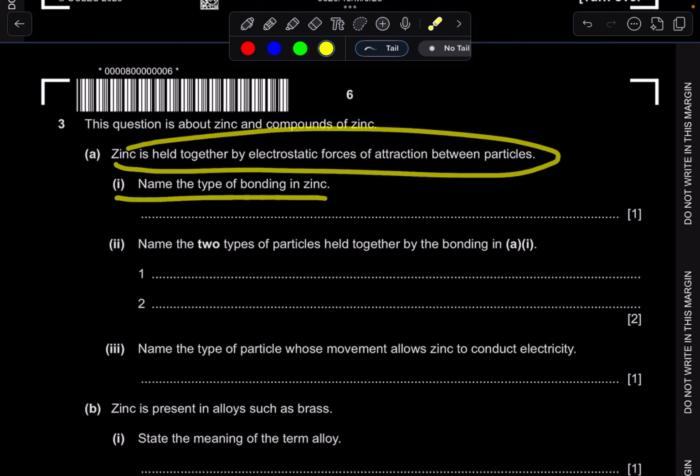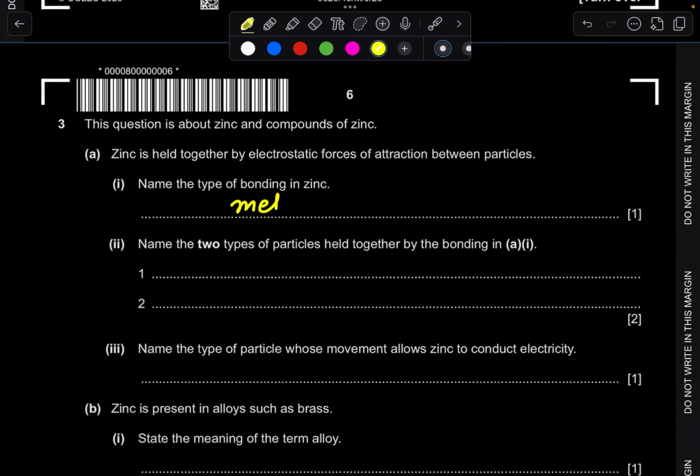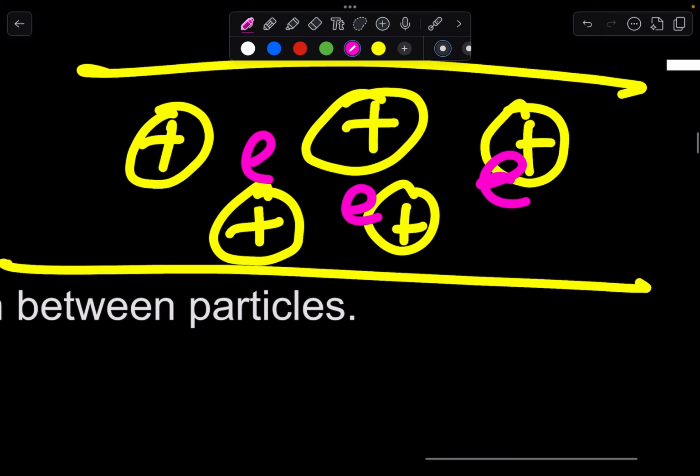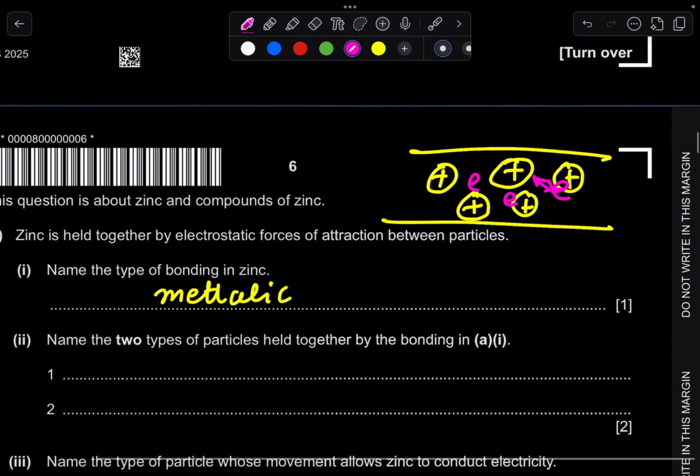Zinc is held by the electrostatic force of attraction between the particles. Name the type of bonding present in zinc. That is metallic bonding, because zinc is a metal. And how does it have electrostatic forces? There are positive cations, and there are delocalized electrons, and the force of attraction between these ions and these electrons is the electrostatic force.